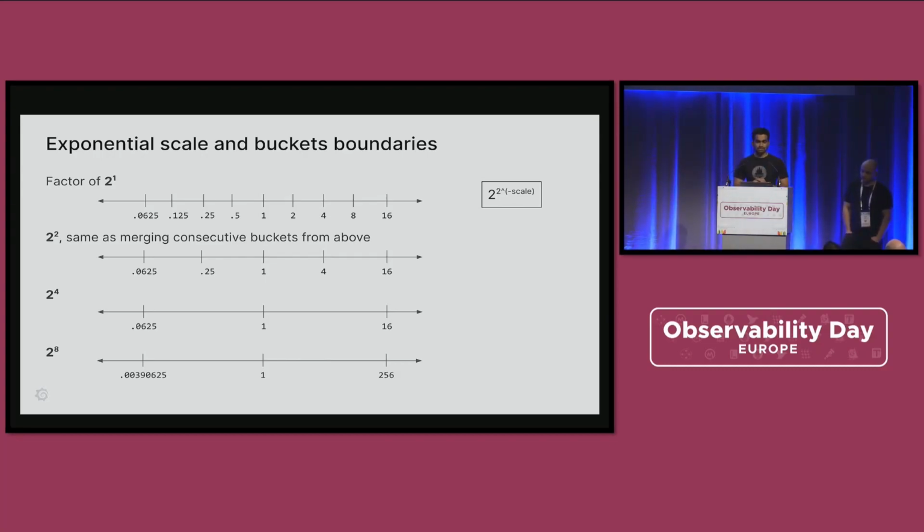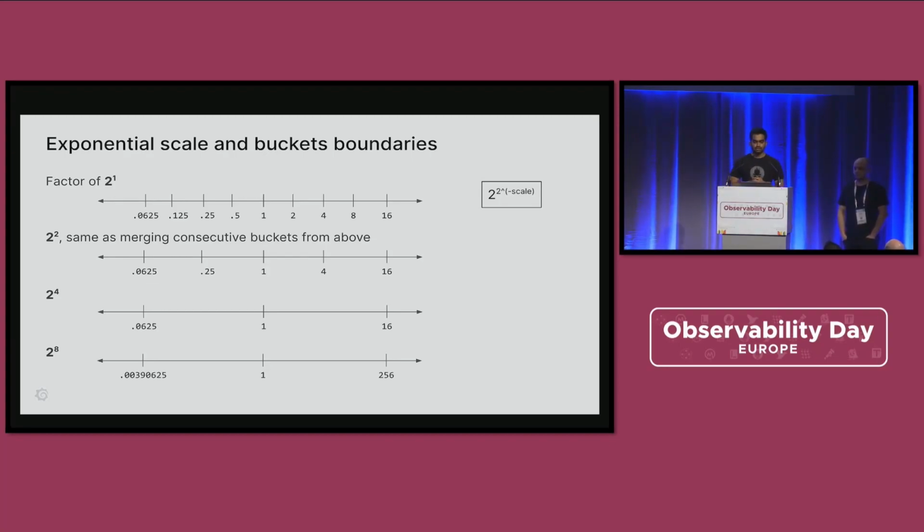We'll start with a simple factor of 2 power of 0, which gives you a factor of 2. So we start all the bases from the bucket boundary of 1. To get the next bucket boundary, you just multiply it with the factor, and you get 2. And you multiply it with the same factor again, and you get 4. So the ratio between consecutive bucket boundaries is the same. And to get the bucket boundary on the left side of 1, you just divide by 2 and divide by 2 again, and so on.